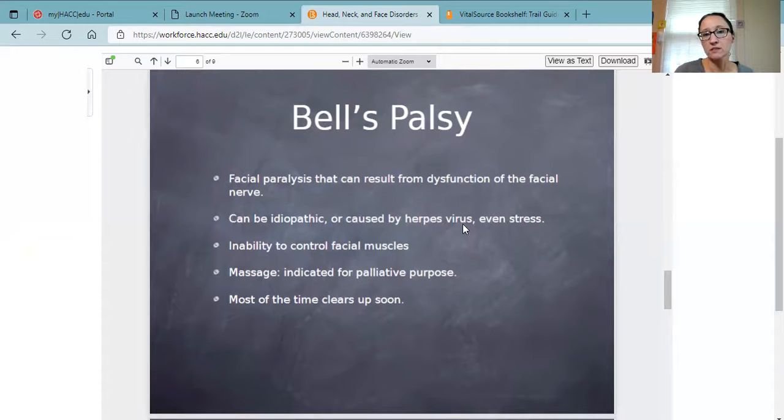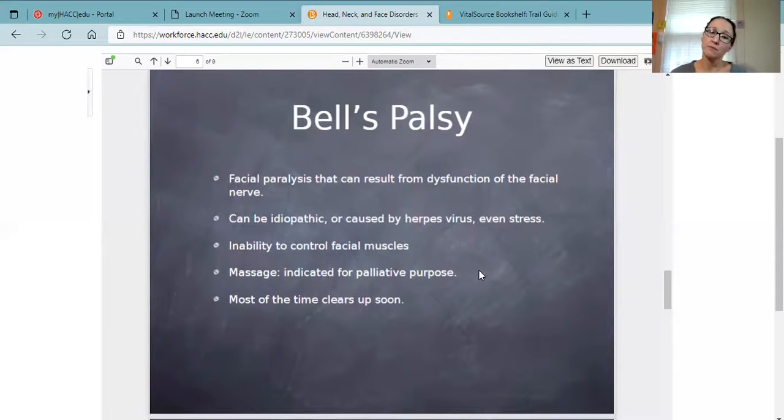Reactivation of the herpes virus can cause Bell's palsy because it'll reactivate along the nerve root and create inflammation within the nerve itself, and that's what causes the paralysis. So as I mentioned, it's inability to control the facial muscles.